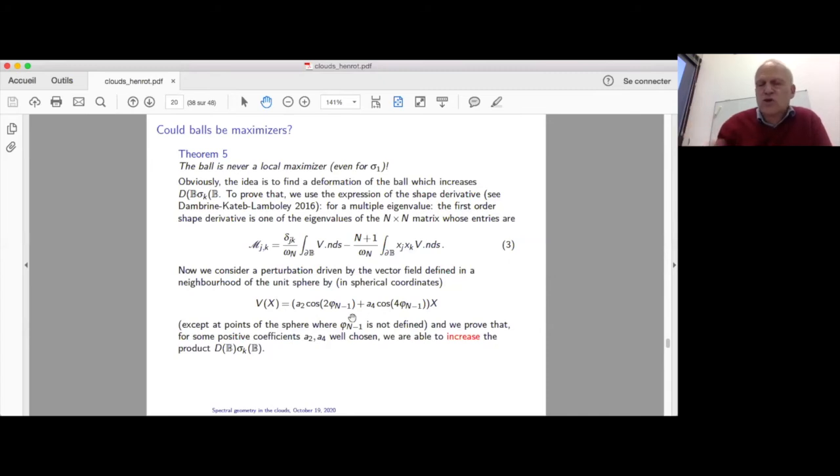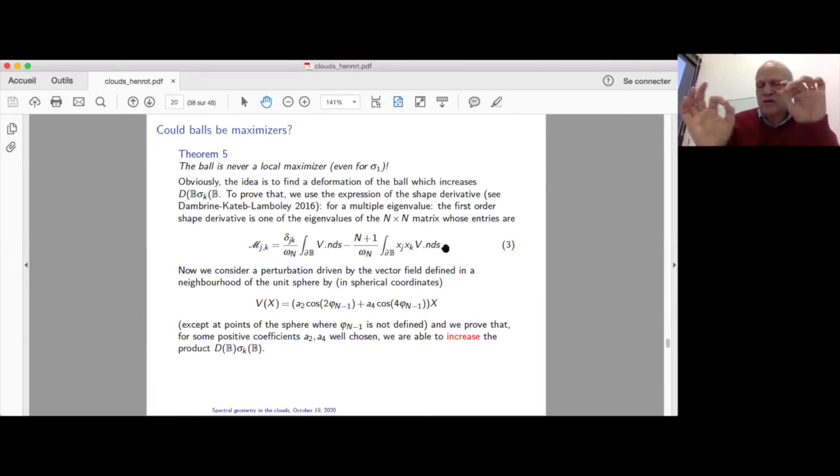So obviously this is not well defined when the angle phi n minus 1 is not defined, which occurs, for example, for the point 1, 0, 0, 0, or for the point cosine phi 1, sine phi 1, 0, 0, 0. But these points are of zero superficial measure, so we can deal with them. And so looking at this perturbation, when we plug it into the formula above, we can see that most of the terms of the matrix are zero, except two terms.